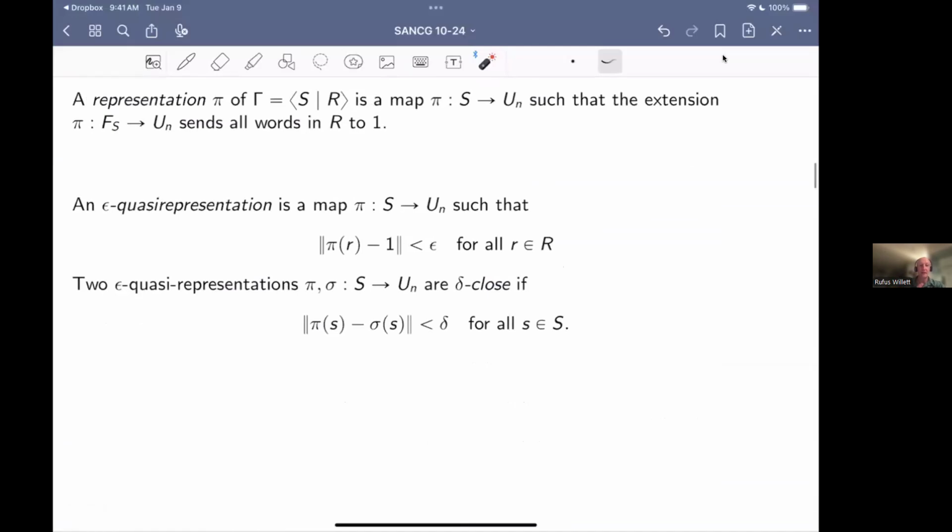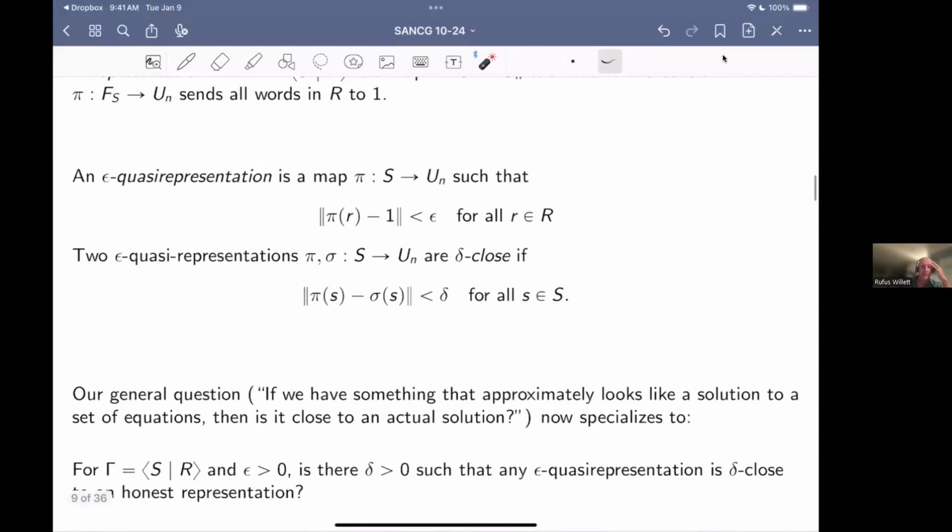And then there's a standard notion of closeness of such approximate representations. It just means that you've got two of these things, so there are two choices of images of the generators, and they are close if they're close on the generators. So it's a sort of point-wise closeness condition.